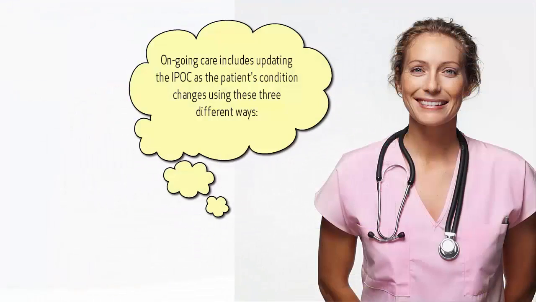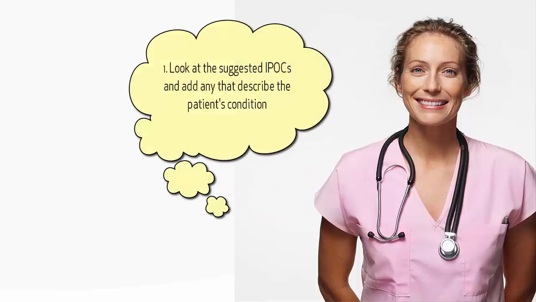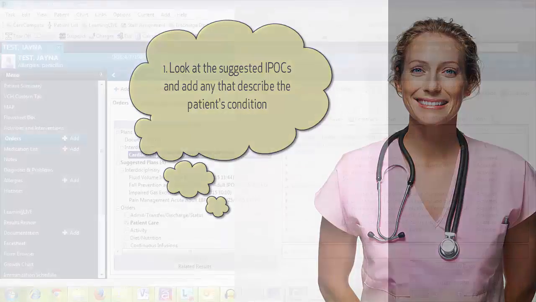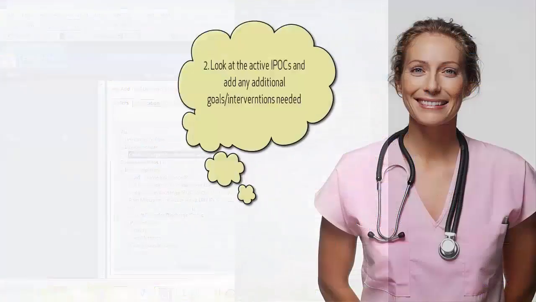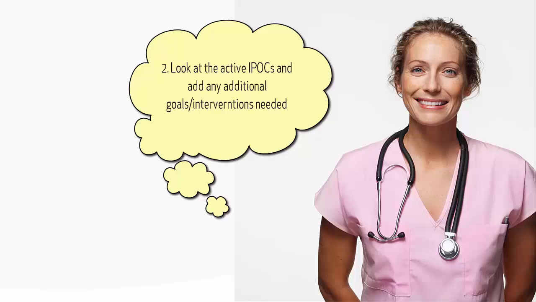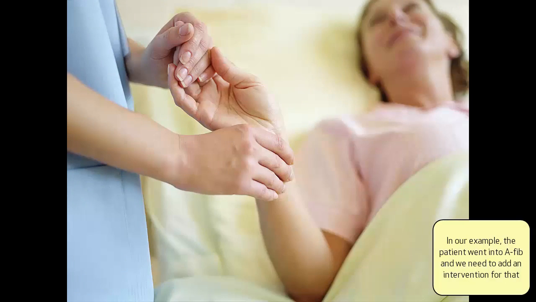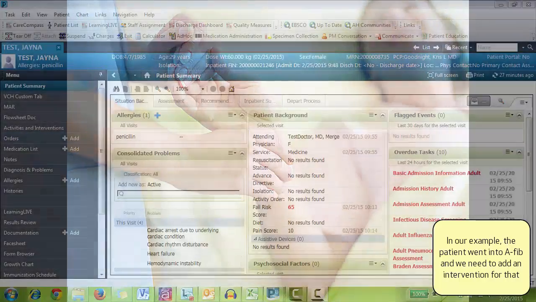Ongoing care includes updating the IPOC as the patient's condition changes using these 3 different ways. First, look at the suggested IPOCs and add any that describe the patient's condition. Be sure that there are not any IPOCs that need to be added due to the patient's condition. Second, look at the active IPOCs and add any additional goals or interventions that are needed. In our example, the patient went into AFib and we need to add an intervention for that.